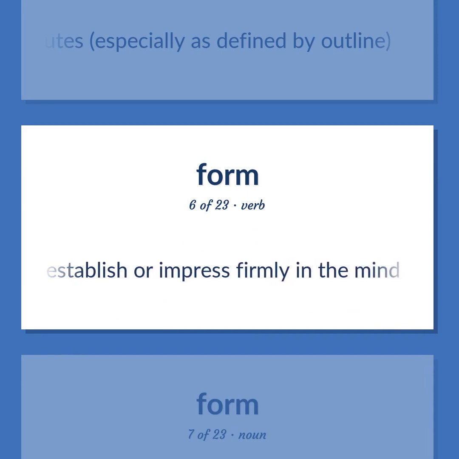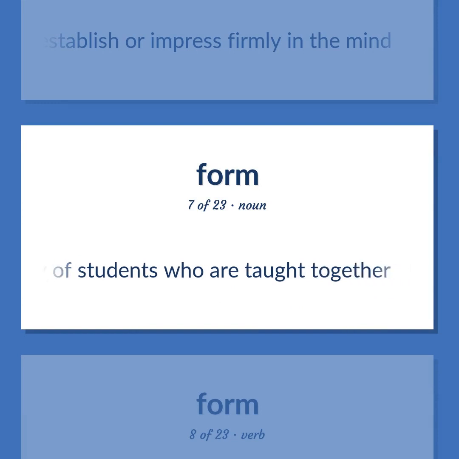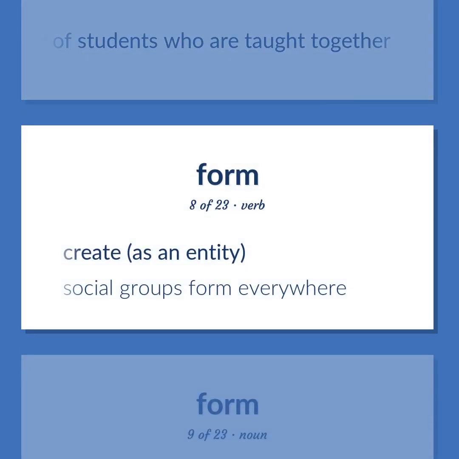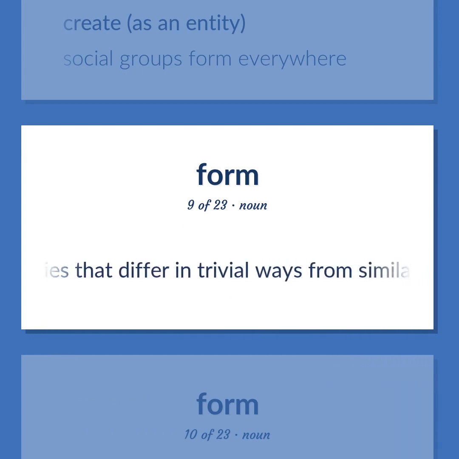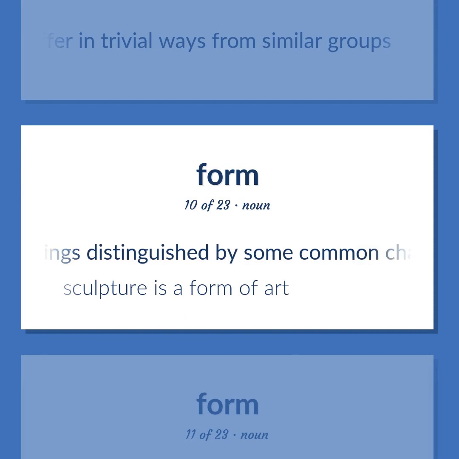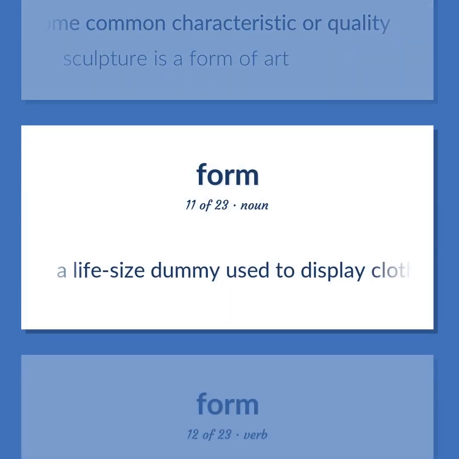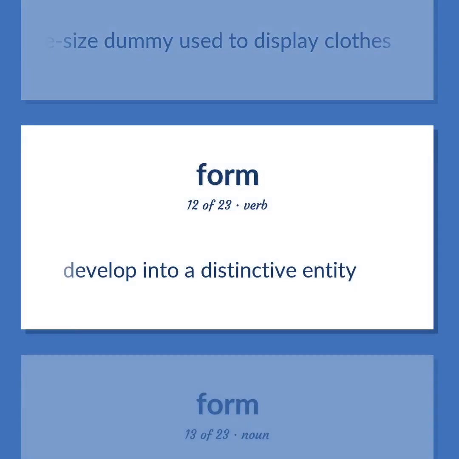Establish or impress firmly in the mind. A body of students who are taught together. Create, as an entity. Social groups form everywhere. Biology. A group of organisms within a species that differ in trivial ways from similar groups. A category of things distinguished by some common characteristic or quality. Sculpture is a form of art. A life-size dummy used to display clothes. Develop into a distinctive entity.